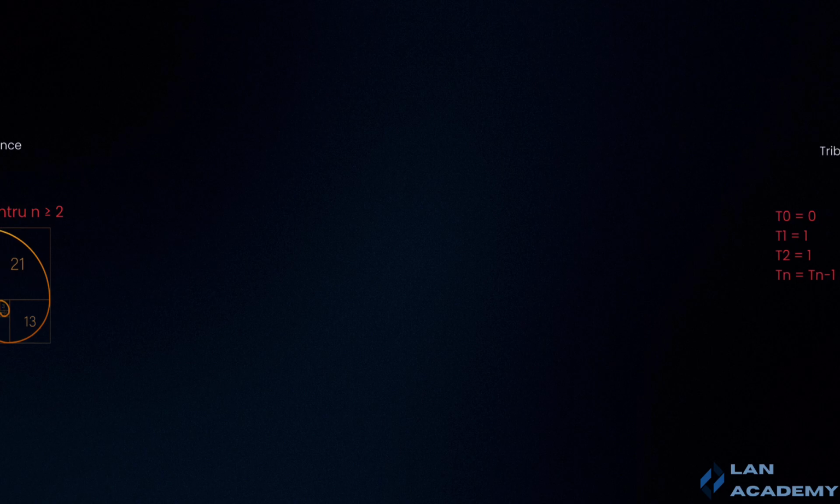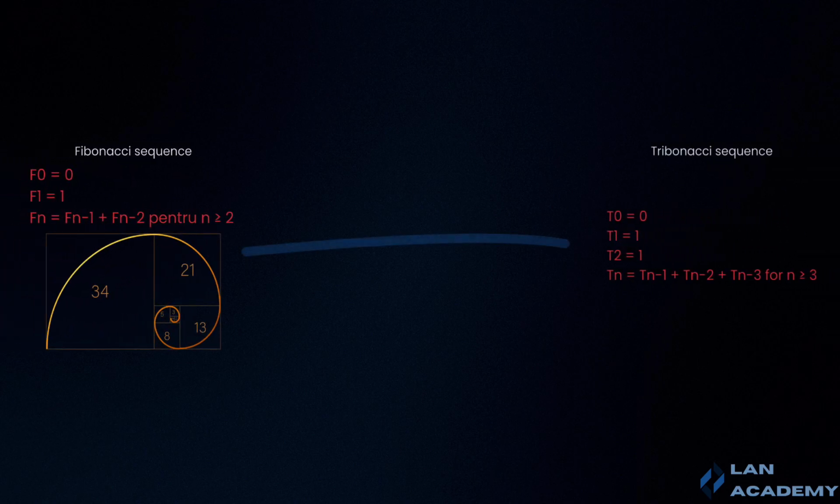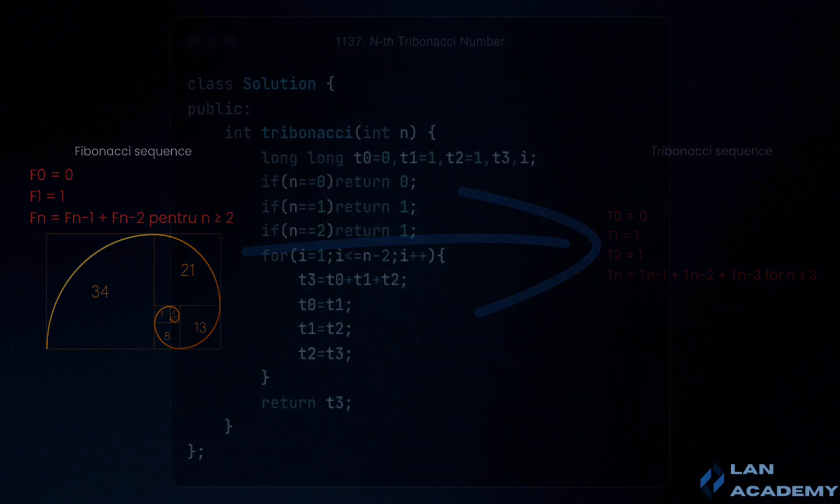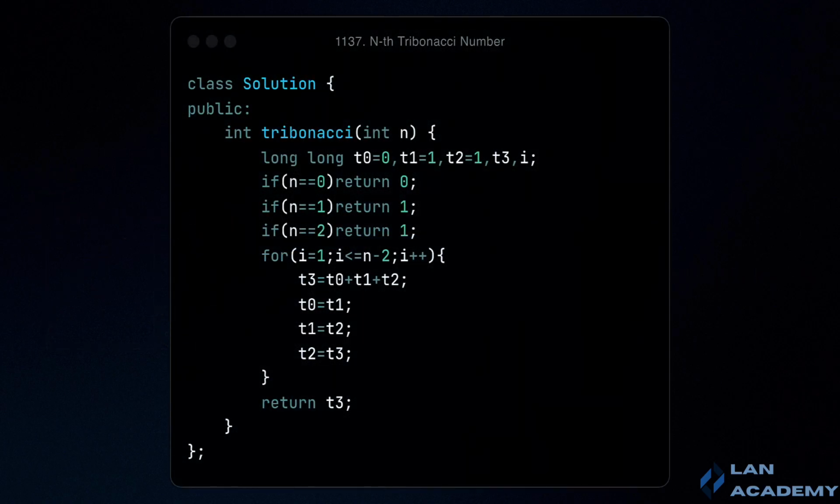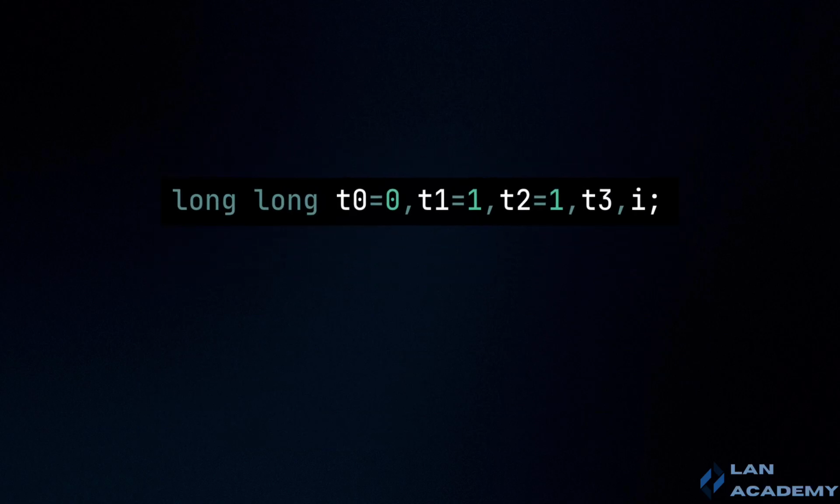Given the similarities between the Fibonacci and Tribonacci sequences, we can develop an algorithm to compute the nth term of the Tribonacci sequence in a manner analogous to how we compute Fibonacci numbers. However, instead of keeping track of just two preceding terms, we need to keep track of the three preceding terms. To implement this, I begin by declaring four variables: t0, t1, t2, and t3. These variables will store the values of the Tribonacci sequence as we compute them. Additionally, I declare a variable i to use in the loop for iterating through the sequence.